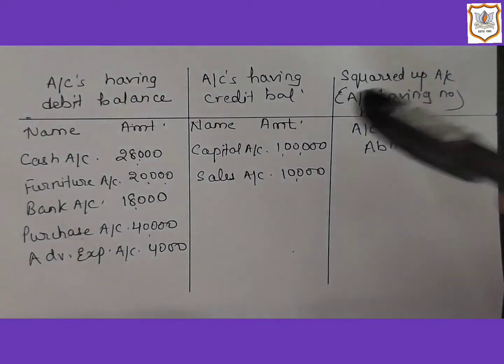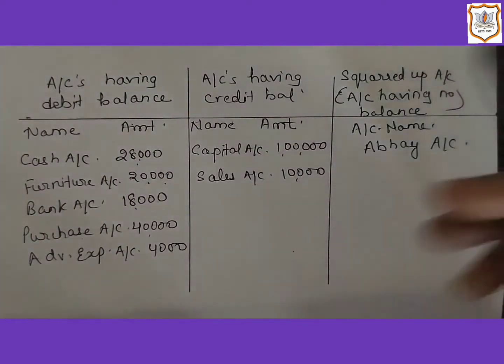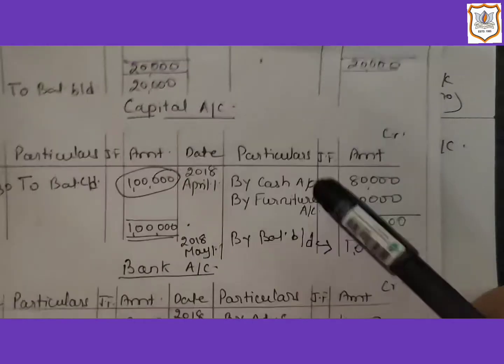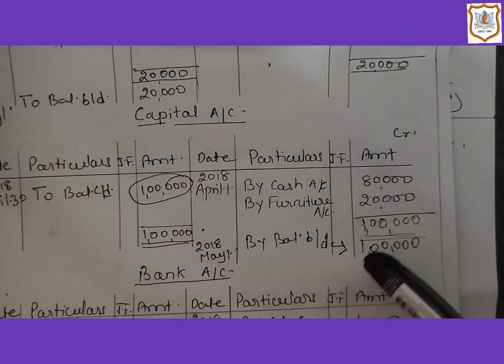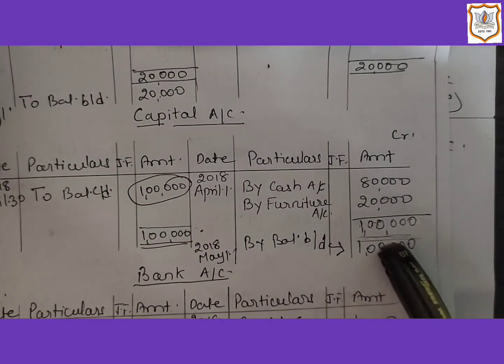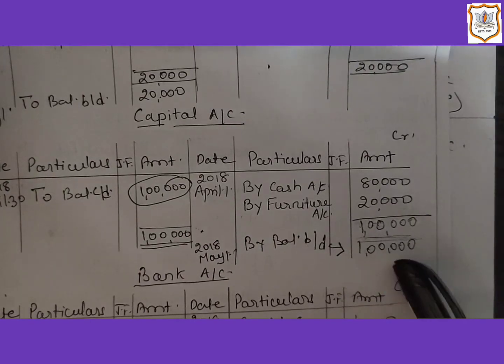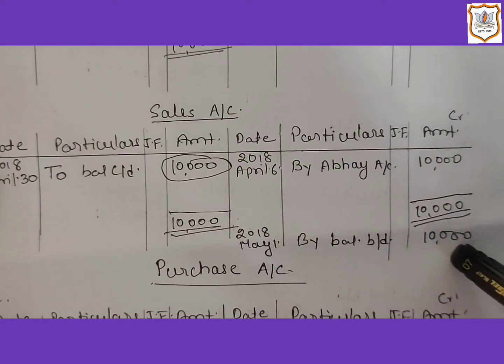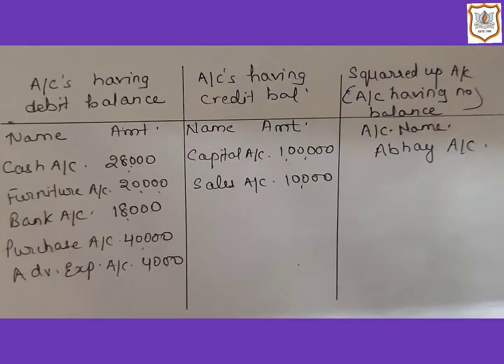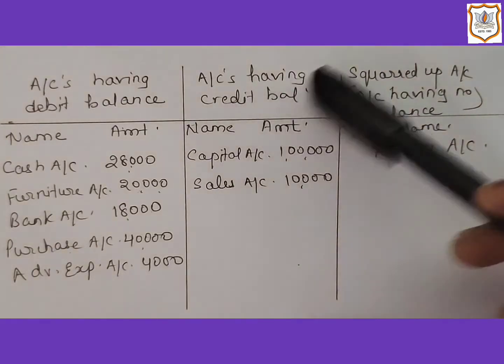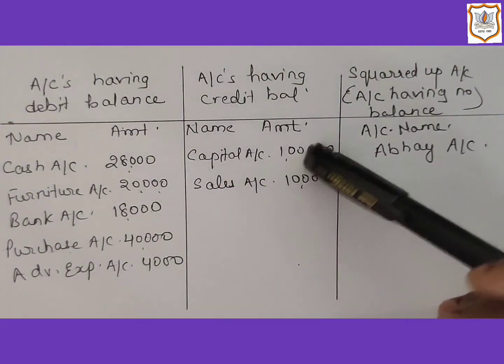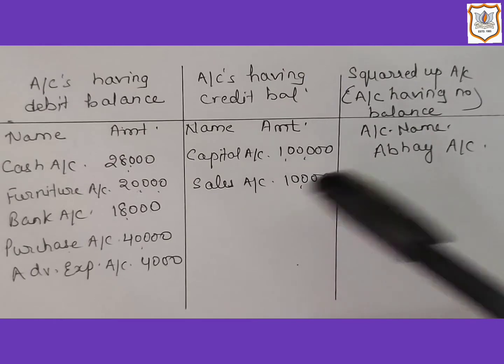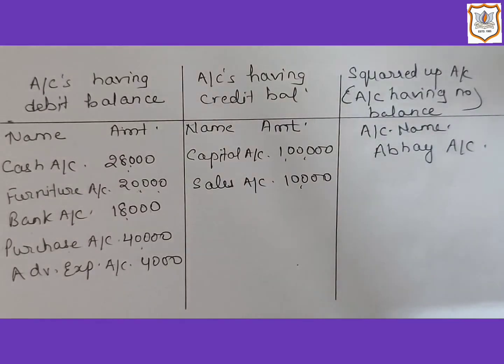Then let us see accounts having credit balance. Here we have the capital account. You can see here it has a credit balance of rupees 1 lakh. Then we have the sales account wherein we have a credit balance. Here it is, amount 10,000. So here we will show it. Accounts having credit balance, that is capital account, amount is 1 lakh. Then sales account, amount is 10,000.